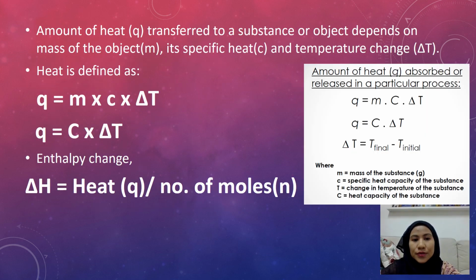Now let's continue with the heat formula Q. The amount of heat Q transferred to a substance or object depends on the mass of the object m in grams, its specific heat C, and temperature change delta T. The formula of heat Q is Q equal to m times C, where C is the specific heat, times delta T. We can also simplify the formula to Q equal to C, this one being capital letter C, referred to as heat capacity, times delta T.